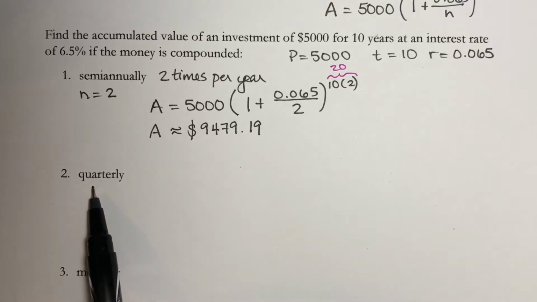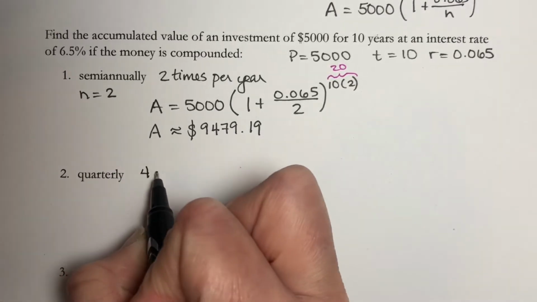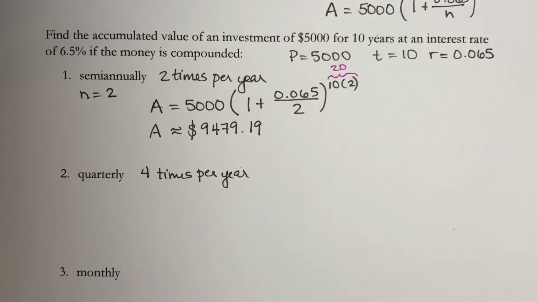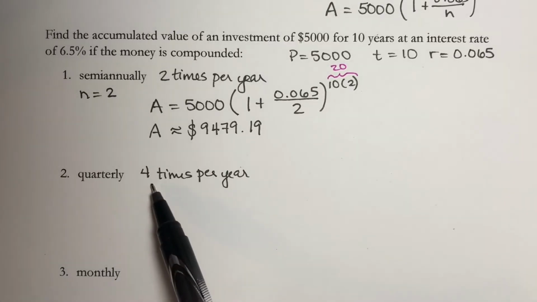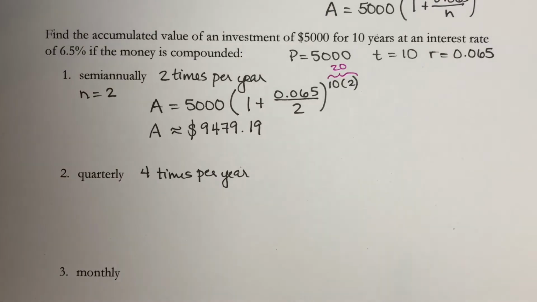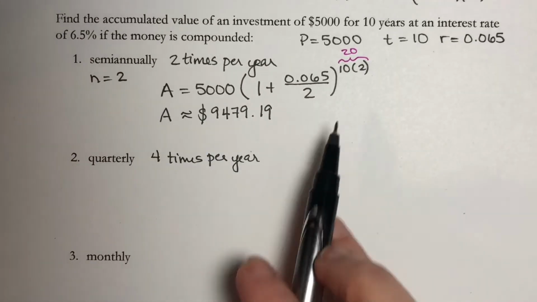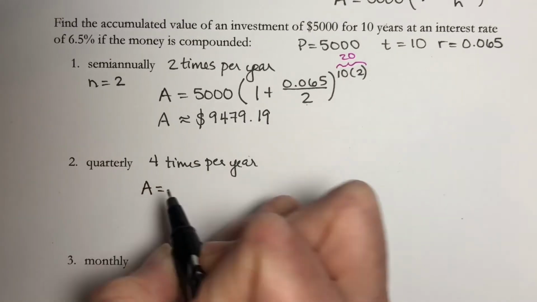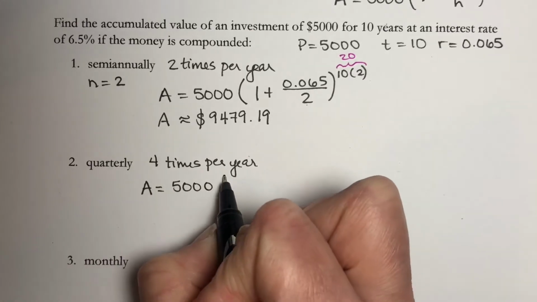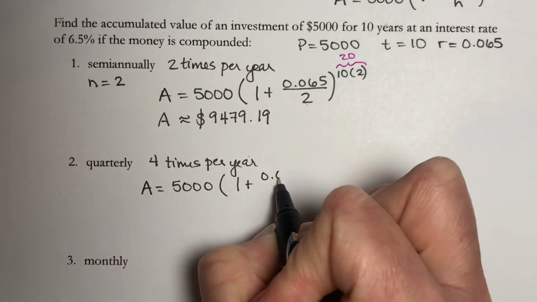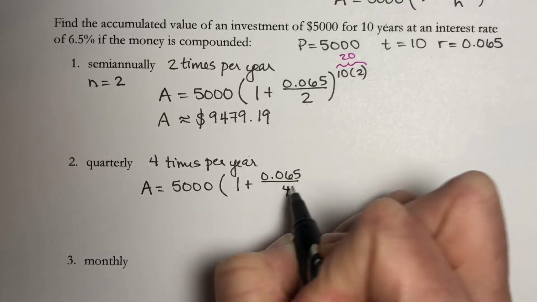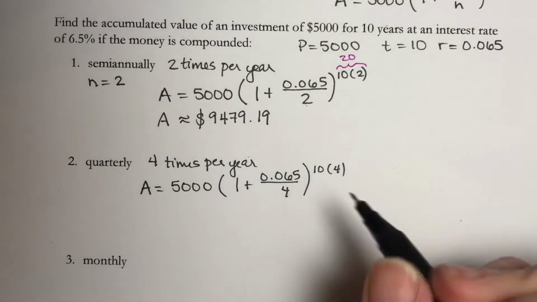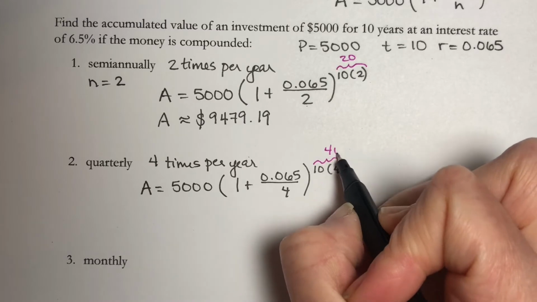Okay, so now let's do the same thing, but quarterly. In this case, it's going to be 4 times per year. In general, the more times you compound per year, the larger this value should be. So now we're doing basically the same thing, except right here and right here we're going to have a 4. So this amount that we end up with is 5,000 times 1 plus 0.065 over 4 raised to the 10 times 4. So right here, that's going to be a 40.